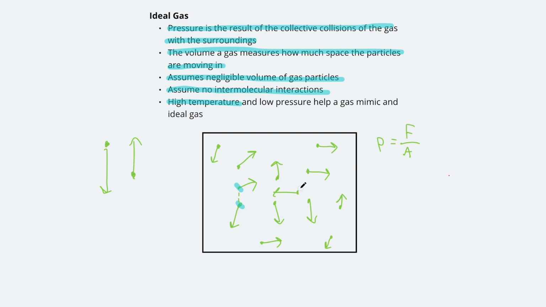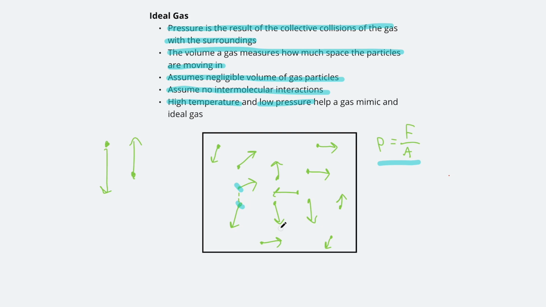The next condition we want to mimic an ideal gas is to have a low pressure. And remember we said that pressure is the result of all of the collective forces of the collisions between gas molecules and the surroundings, and that gave us this equation on the right. One way that we can limit the amount of collisions is to have a very, very large container relative to the amount of gas particles that we have.